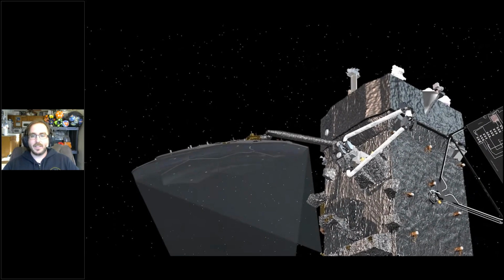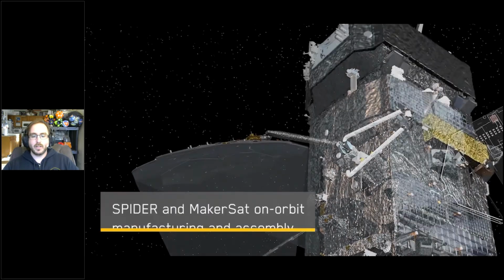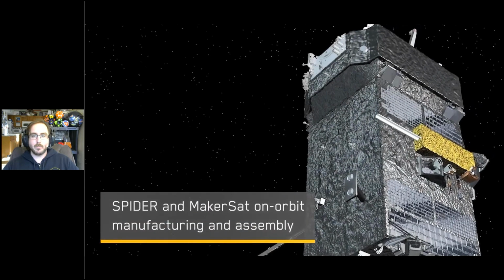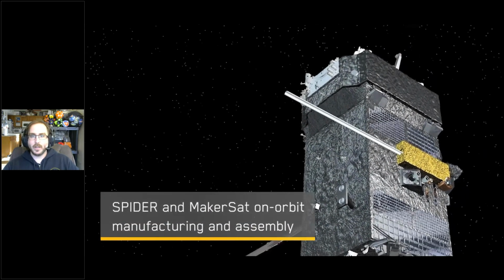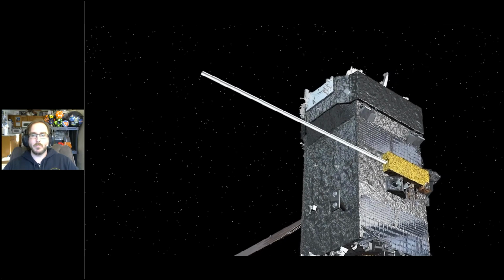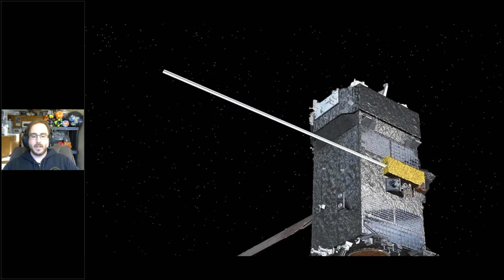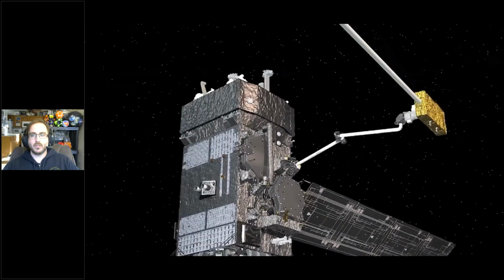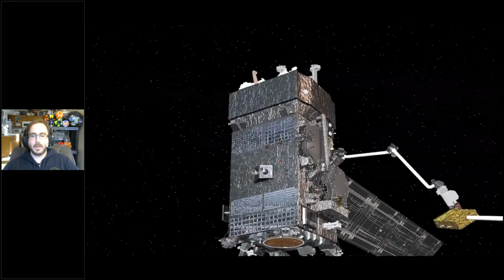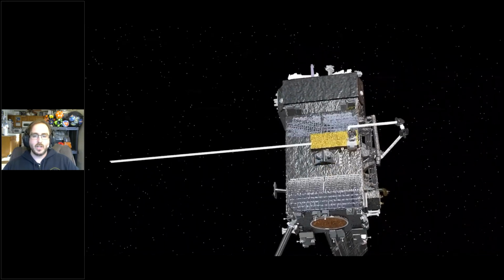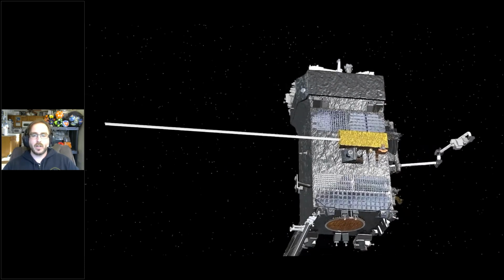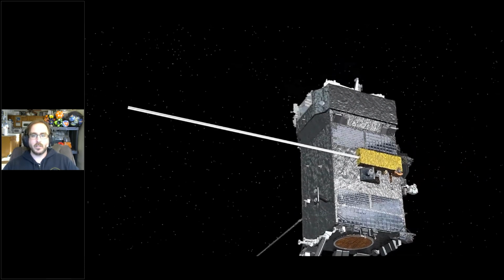For assembly, the Spider payload, which you just saw there with that robotic arm, is going to take a bunch of antenna parts and actually assemble them into an antenna, and then they're going to characterize the beam that comes off of that antenna. And then the MakerSat payload here is going to extrude a beam while in space, and then it's also possible to remove it and stick it back on, which is kind of this interesting modular spacecraft design.